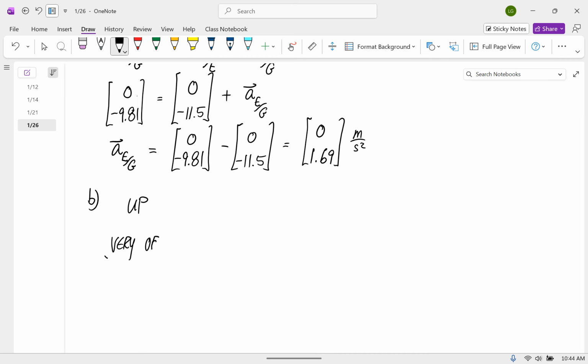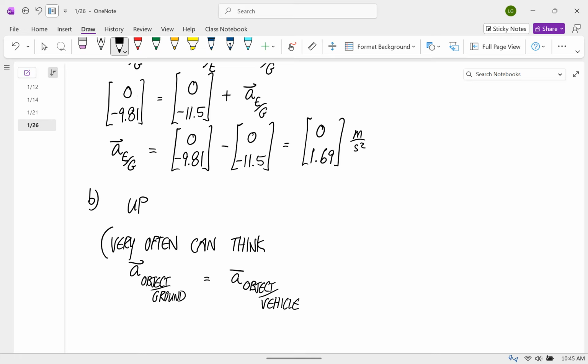So very often, and I'm going to put this in parentheses, you can think the acceleration of the object relative to the ground is equal to the acceleration of the object relative to the vehicle plus the acceleration of the vehicle relative to the ground. Okay, so in any problem where you have an object and you have a ground and you have a vehicle, you can do it in this order and it'll work. You can look at that and it works with the fraction multiplication.